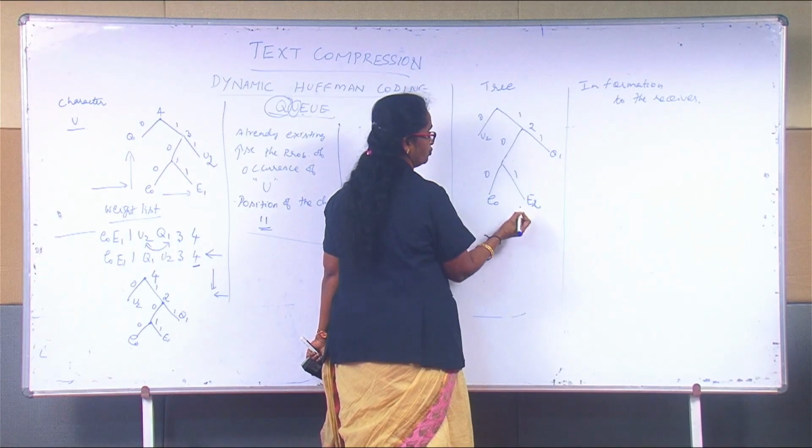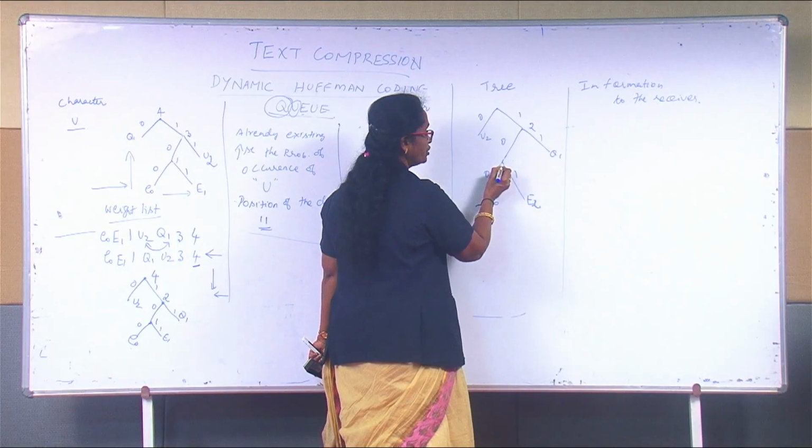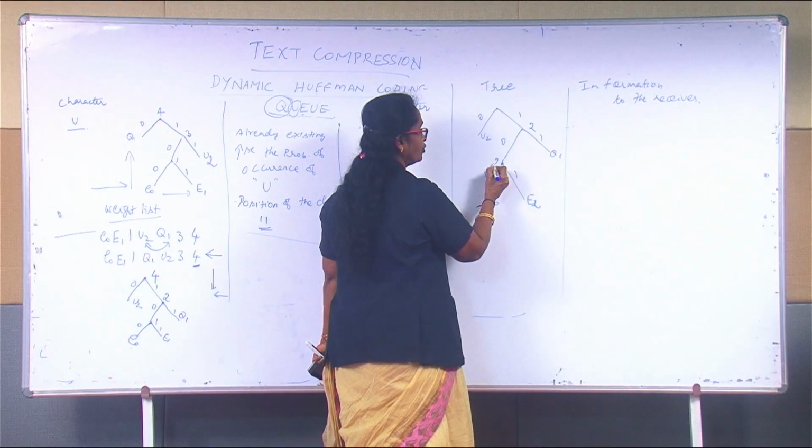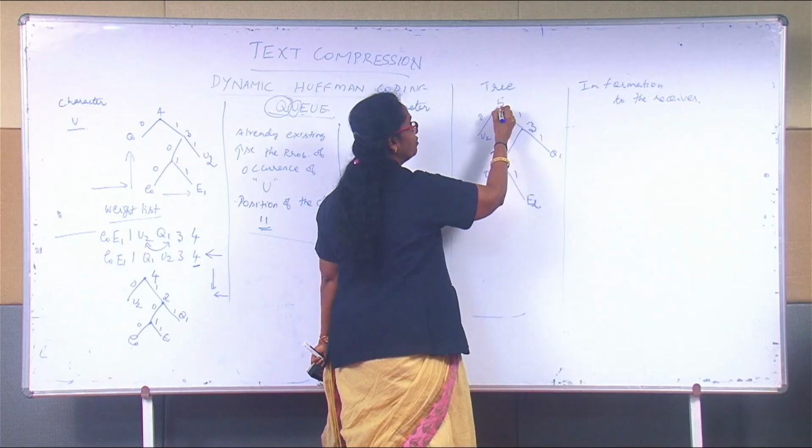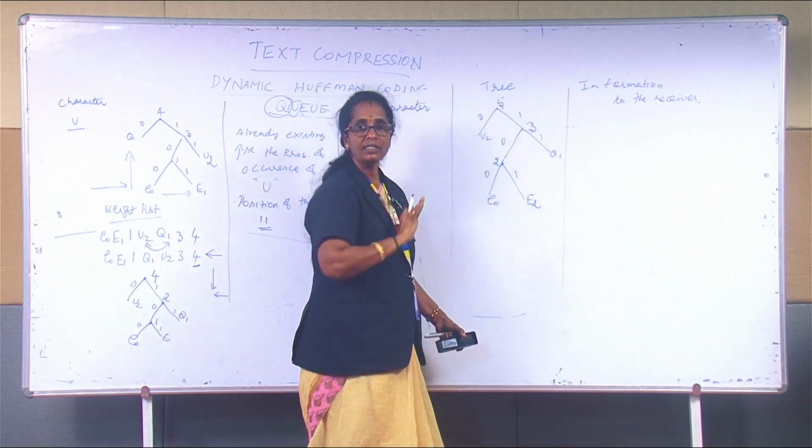Therefore, it becomes 2. Now, what will be the weightage of this branch node? Totally 2 characters, therefore 2. 2 plus 1, therefore this becomes 3. 3 plus 2, it has become 5. We have drawn a tree.